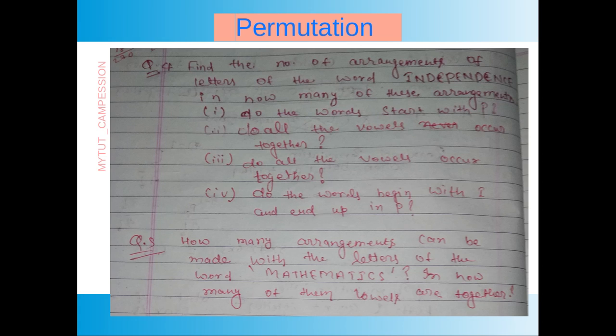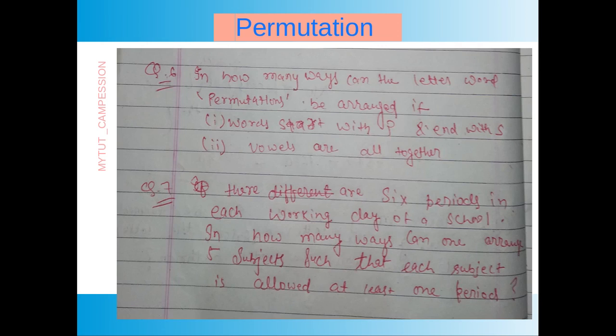Do the words begin with I and end with P? You can solve. This is for your homework. And the next question is also for your homework: how many arrangements can be made with the letters of the word MATHEMATICS? In how many of them are vowels together? Now the sixth question is: in how many ways can the letters of the word PERMUTATION be arranged if words start with P and end with S, and vowels are all together?